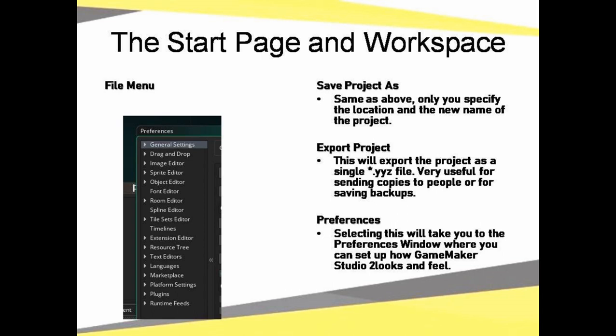Save As allows you to save a copy of your project. For example, if you don't want to simply save, or you want to save a version or an iteration of the project, you can save your project as.